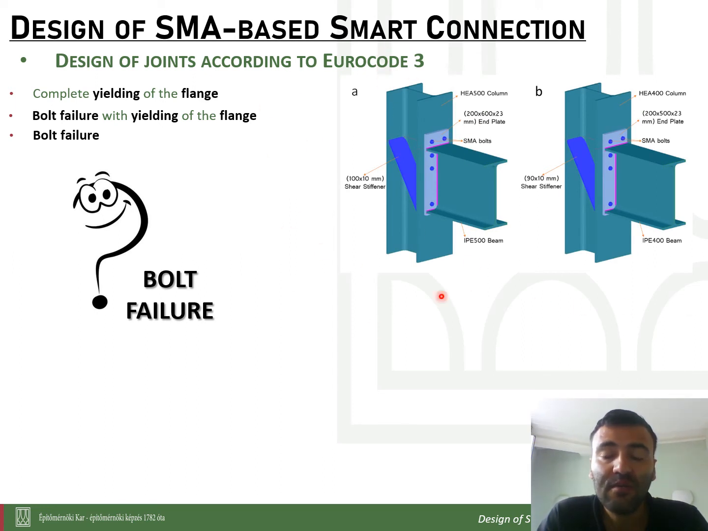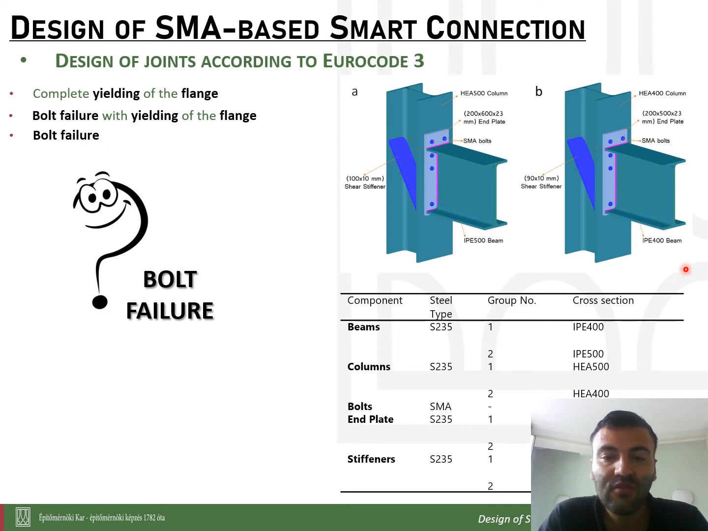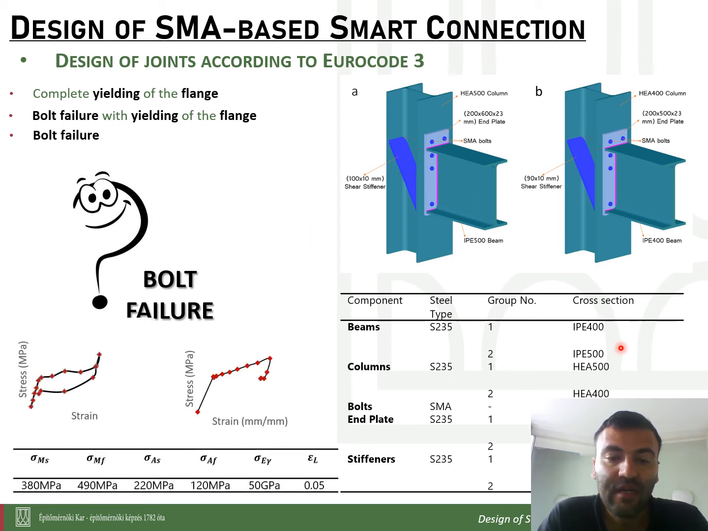Due to some reasons which I will talk about later in the next slide, we have two configurations with different sizes, and the material modeling and geometrical characteristics are given in this table. IPE 400 and 500 are used for the beams. HEA 500 and 400 are used for the columns. And finally, the material characteristics for the bolts are also given here.